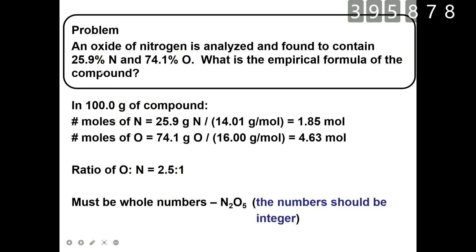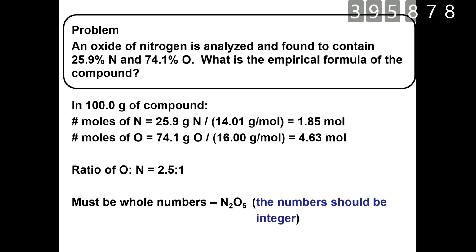And found to contain 25.9% of nitrogen and 74.1% of oxygen. Now we know, basically, the question gives the mass percent. So what's the empirical formula of the compound? Here is the answer. This is the mass percent, right?